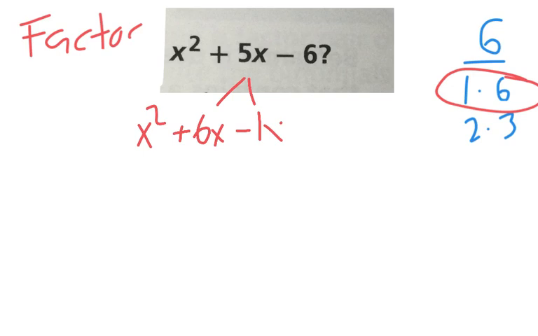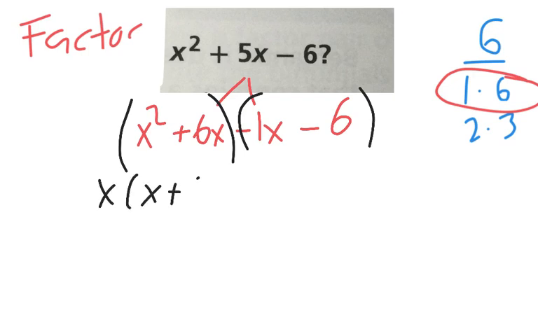And then bring down the minus 6. Everything else is the same. Right? Nothing else changes from this point on. Group. What's the GCF of the first two? X. That leaves me with x plus 6. What's the GCF of the second two? Negative x. They don't both have an x. Negative 1. Negative 1 is the GCF. So I need to factor out a negative 1. That's going to leave me with x plus 6.